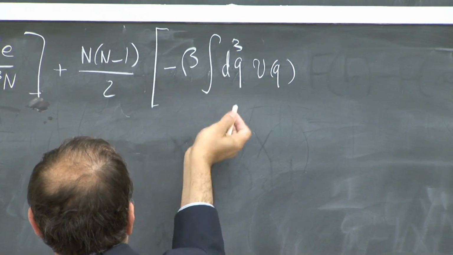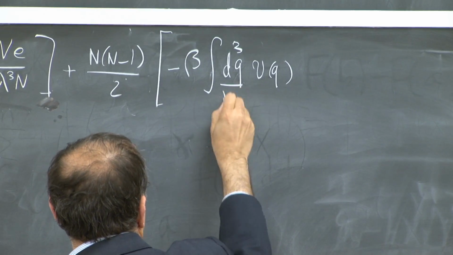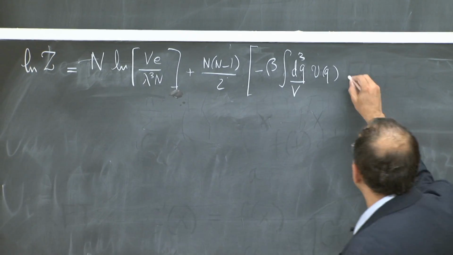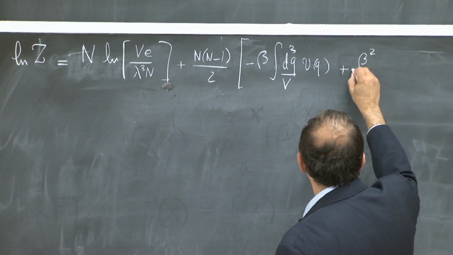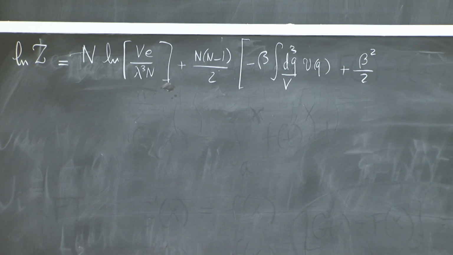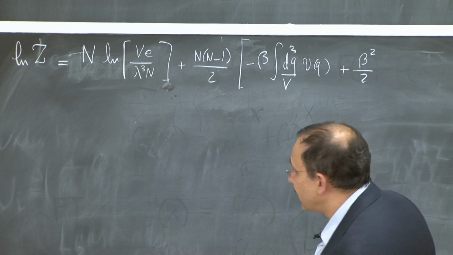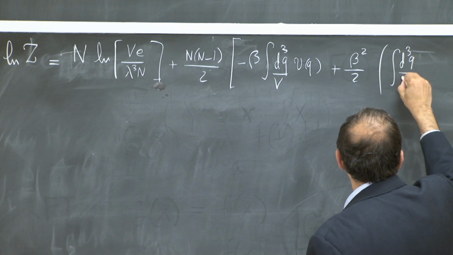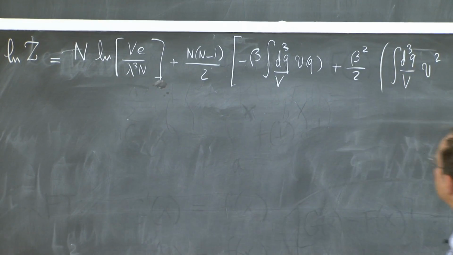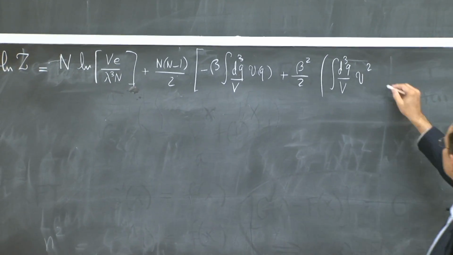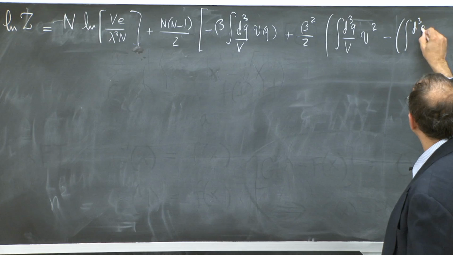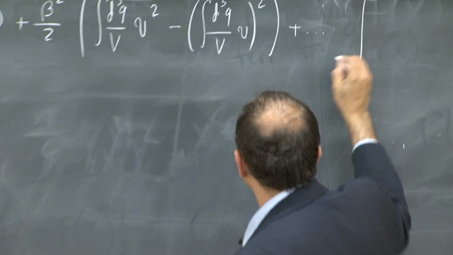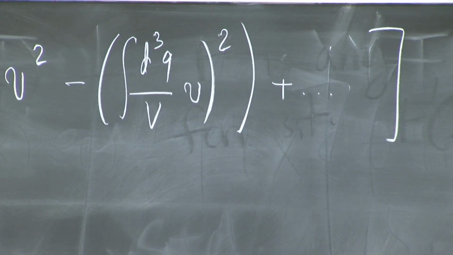There was a factor of 1 over v. Actually, let's put the factor of 1 over v here for the time being. The next term will be beta squared over 2, because I'm looking at the second order term. And what do I have? I have the difference of the integral d cubed q over v squared, and the square of the integral of d cubed q over v. And presumably there will be higher order terms, as we will discuss. Okay?